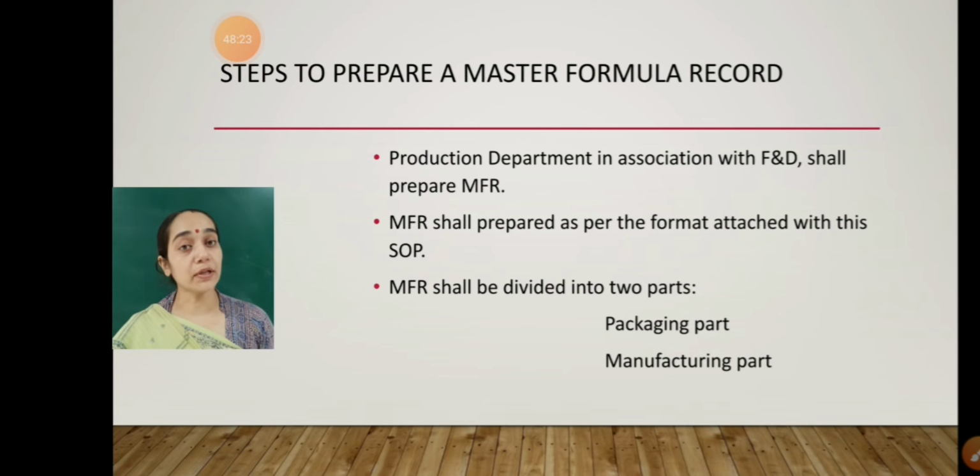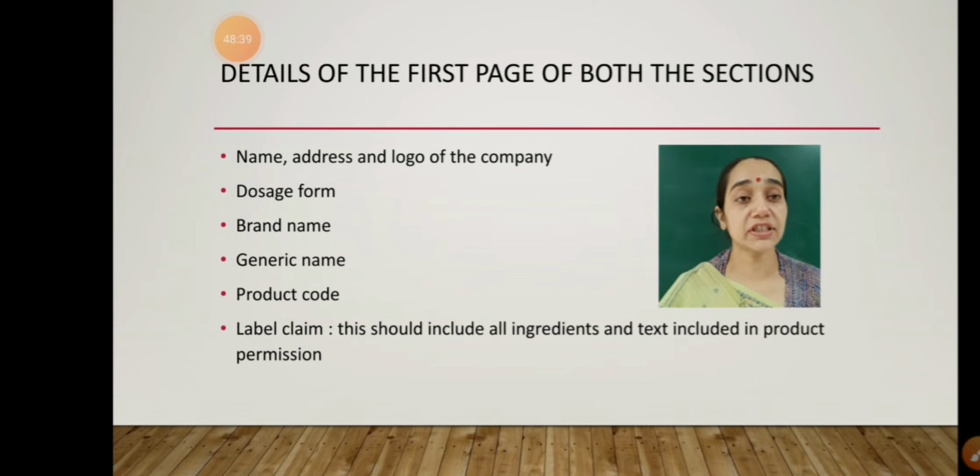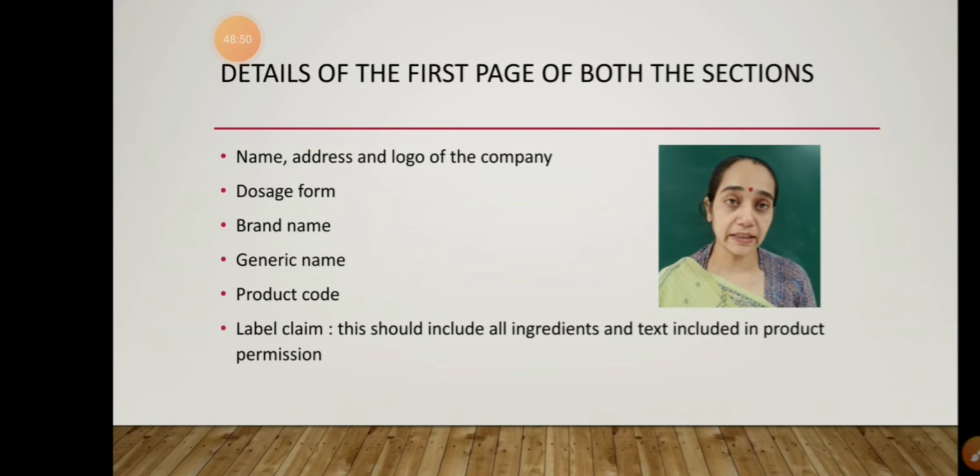The packaging part will contain all the information about the pack size, pack volume, as well as how the packaging will be done, and the manufacturing part will include all the information on how the product will be manufactured. Now it will also contain the first page of both sections. What will be the details of the first page of both sections? It will contain the name, address and logo of the company, dosage form, brand name, generic name, product code, and label claim, as we have discussed in the product details.